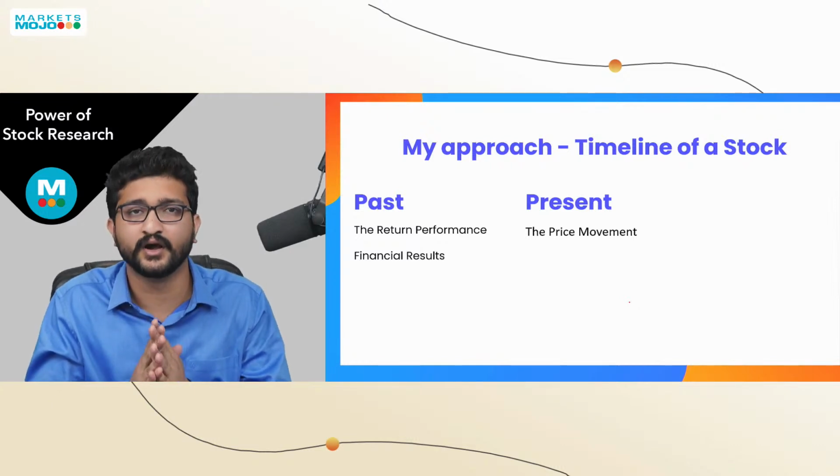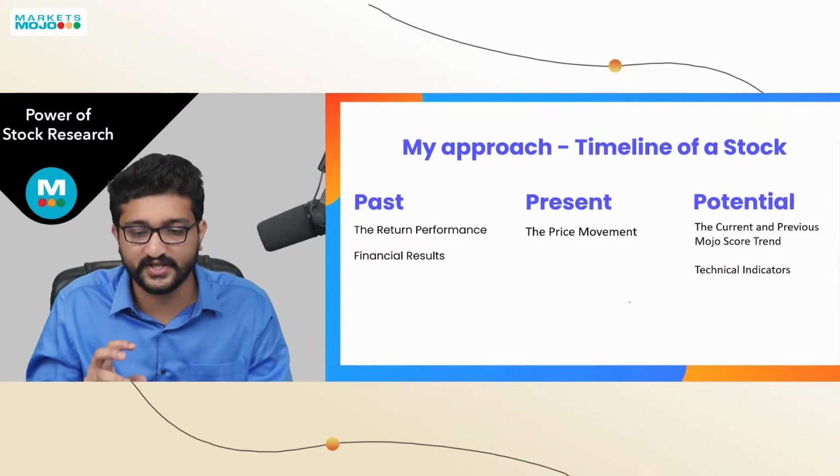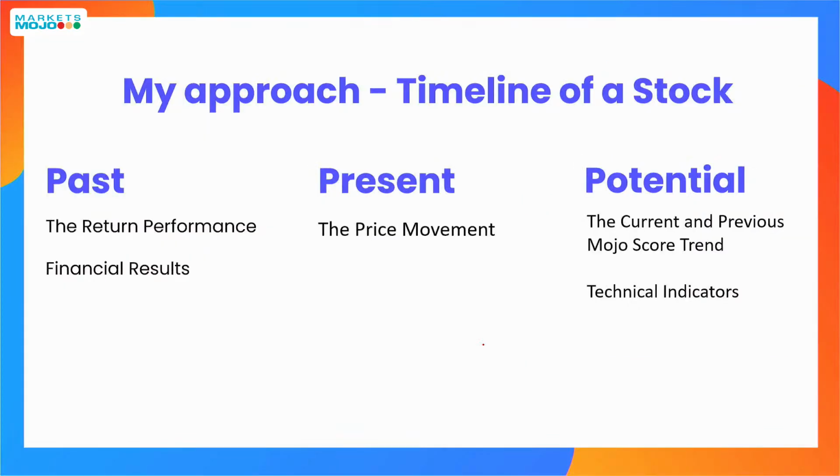Over the last 1 week, how has the company been performing? And the last one is the potential of the stock. Okay, past, present, third P is potential of the stock.